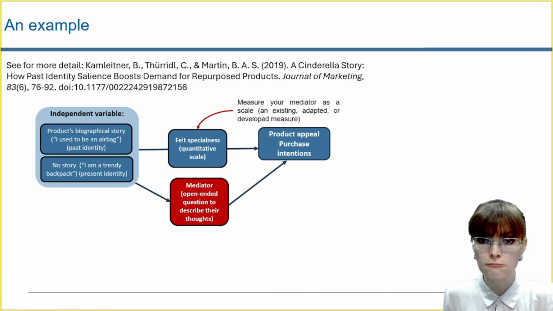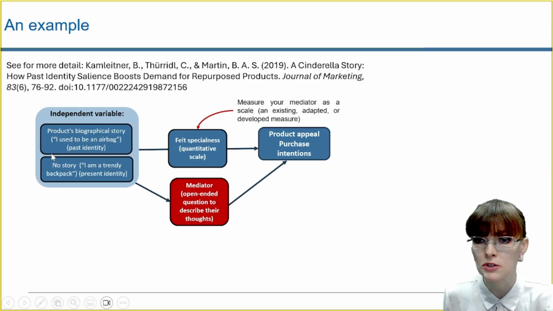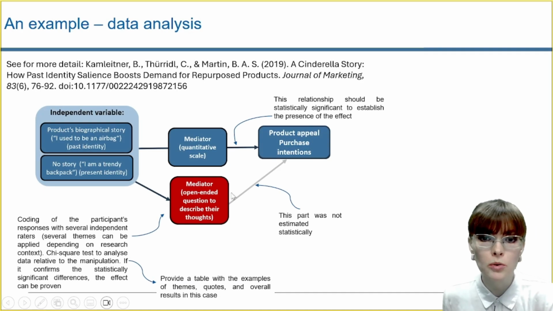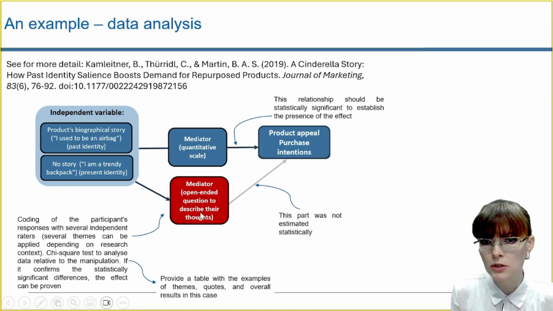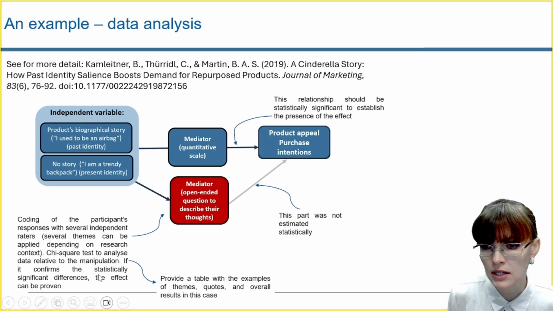I think this is a really nice approach to understand what is going on, because consumers would tell you what they felt and what they thought about when you were exposing them to different descriptions of the products. How did they actually go about analyzing their data? They coded the responses, because they ended up with a lot of qualitative entries. They looked at what was mentioned by the participants, and then they coded them. They identified several themes to tap into the thought processes that consumers were describing in this writing exercise. And then they used a chi-square test to analyze data relative to the manipulation.